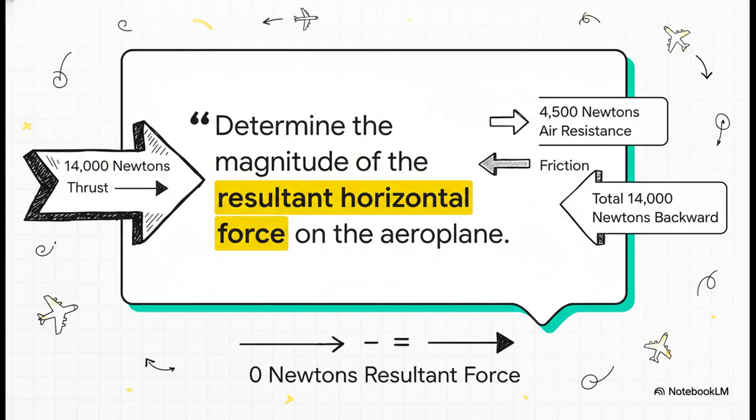Well, we have to add the 2 backward forces together. That's 4,500 newtons of air resistance plus 9,500 newtons of friction. And what does that give you? A total of 14,000 newtons backward. So wait a minute, 14,000 forward, 14,000 backward, that means the resultant force is 0.